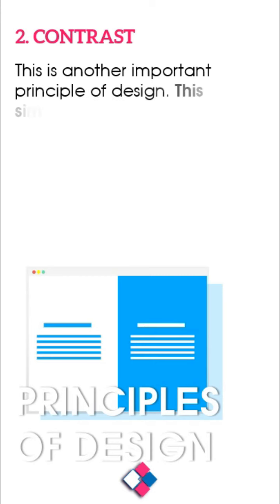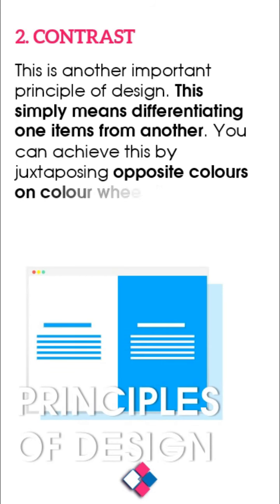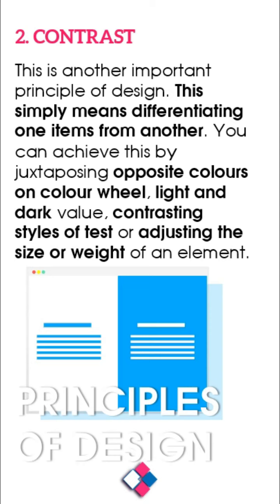Number 2, contrast. This is another important principle of design. This simply means differentiating one item from another. If you see some designs, the way they combine the elements lacks contrast. You can't even differentiate a particular text from another. You can't differentiate an important text from a less important one. Contrast is you ensure that when you are placing your elements on top of each other, the element below is not conflicting and competing with the element above.